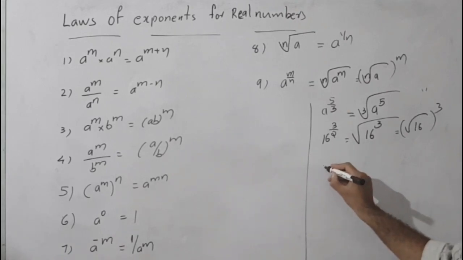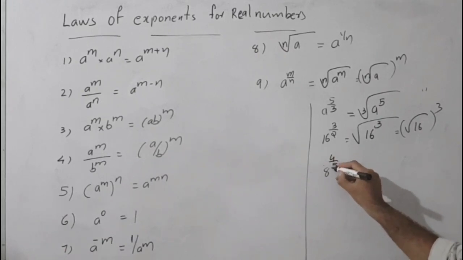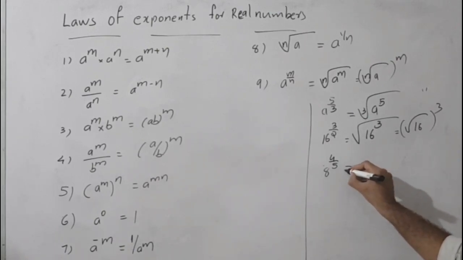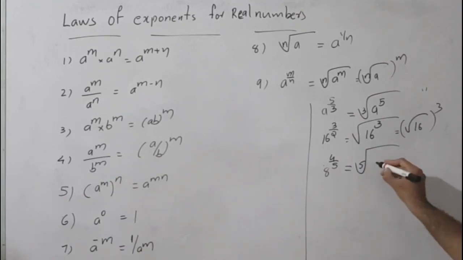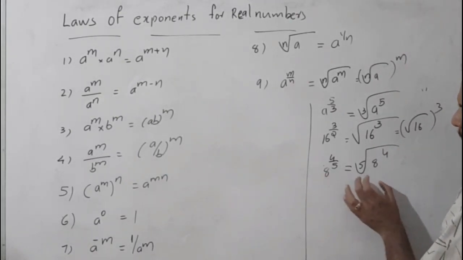Then as another example, 18 raised to 4 by 5. Suppose 18 raised to 4 by 5. How do we write in the radical form? It's an exponential form. How to convert the exponential form in the form of radical? The radical is equal to fifth root of 18 raised to 4. Okay, now we converted every exponential form in the form of radical.